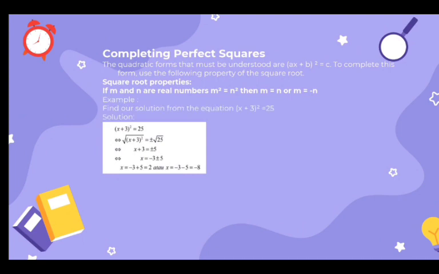For example, find the solution of the equation (x plus 3) squared equals 25. Solution. (x plus 3) squared equals 25. x plus 3 equals positive or negative square root of 25. x plus 3 equals positive or negative 5. x equals negative 3 plus 5 equals 2, or x equals negative 3 minus 5 equals negative 8. So our solution set is negative 8 and 2.